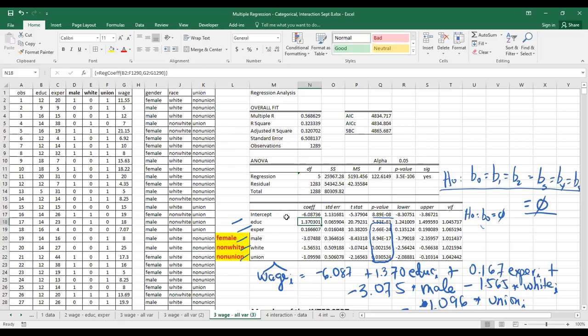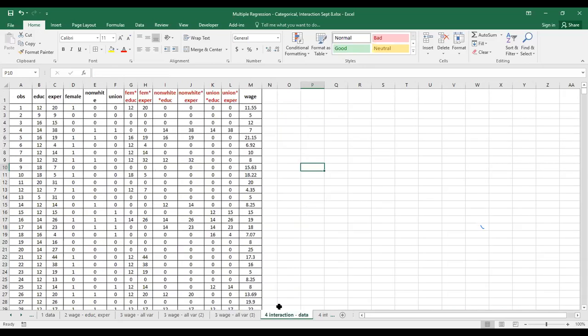Do we know that here? Guys, we don't know, because this is education only. We don't distinguish between female and male in terms of education. So if we want to do that, we will use interaction. This is the interaction, guys, in the next worksheet.